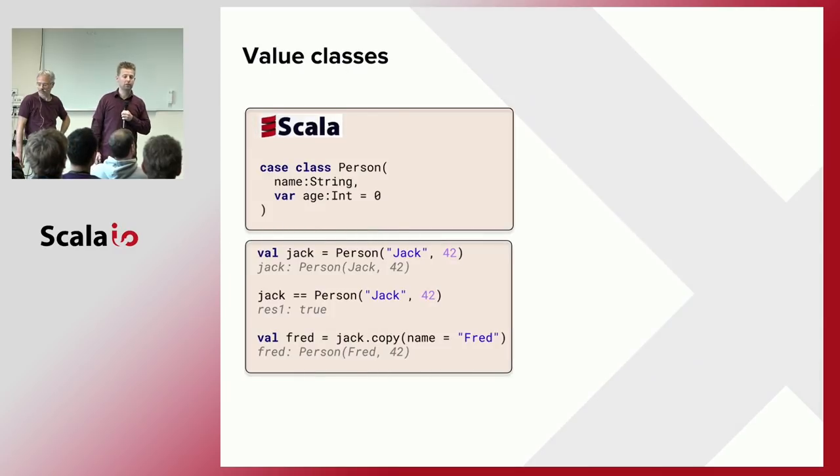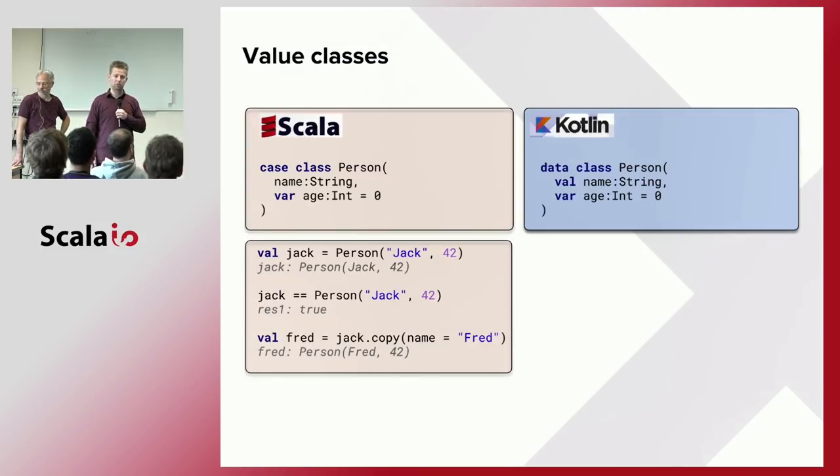Here we have value classes, and we all know the case class, and we know what it brings, right? We have a lot of stuff like structural comparison, pretty printing, constructor factory method for construction, and we have the copy stuff. We have a lot more, but these are the common things we do.